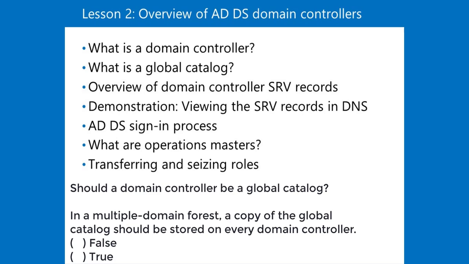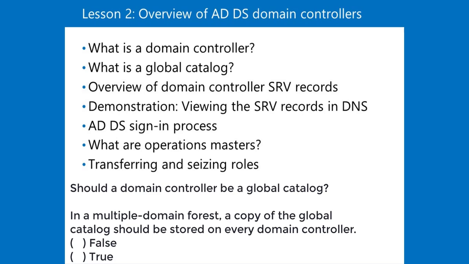In addition, this lesson discusses the purpose of the global catalog. All domain controllers are essentially the same, with two exceptions. RODCs contain a read-only copy of the ADDS database, whereas other domain controllers have a read/write copy. Also, certain operations can be performed only on specific domain controllers called operations masters, which are discussed at the end of this lesson.